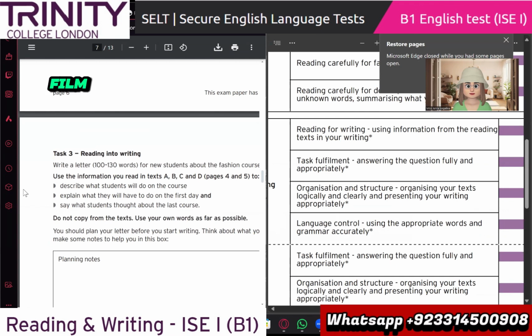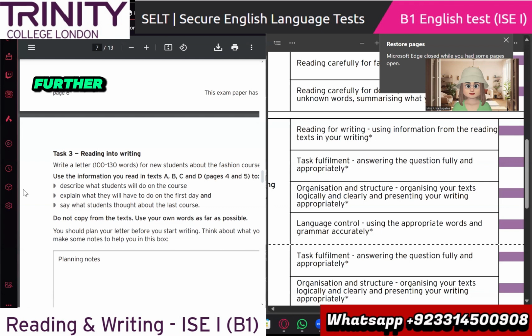Yes. Task fulfillment. Answer the question fully and appropriately. What does it mean? Give a full answer. Okay? For example, if they say write the names of the fruits given in the paragraph, then write all of them. If they have given cherries, bananas, apples, strawberries, write all of them. If you just write bananas or just strawberries, this means some information is still missing that you could have provided, but you haven't. That is what they are trying to explain in here.